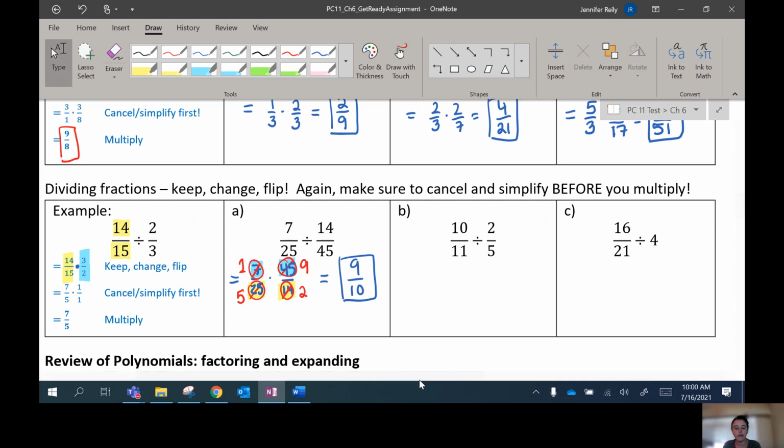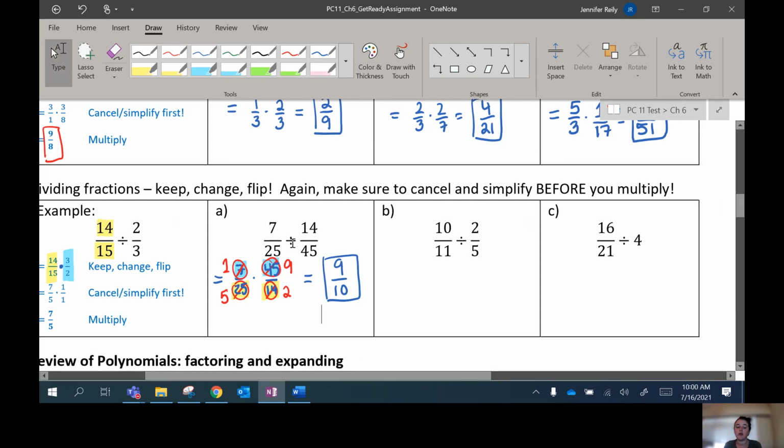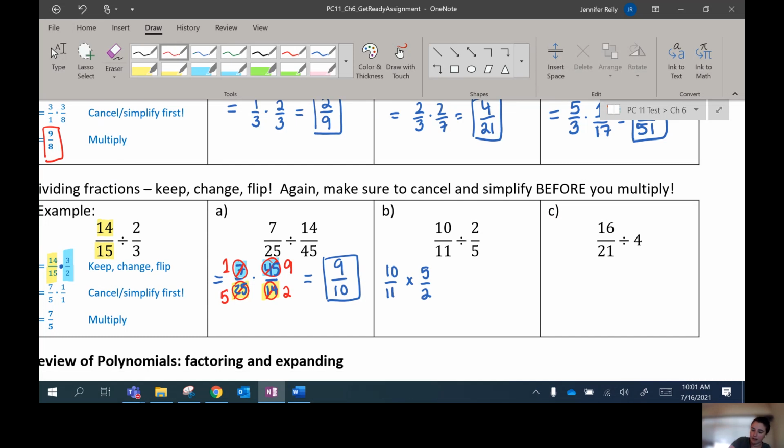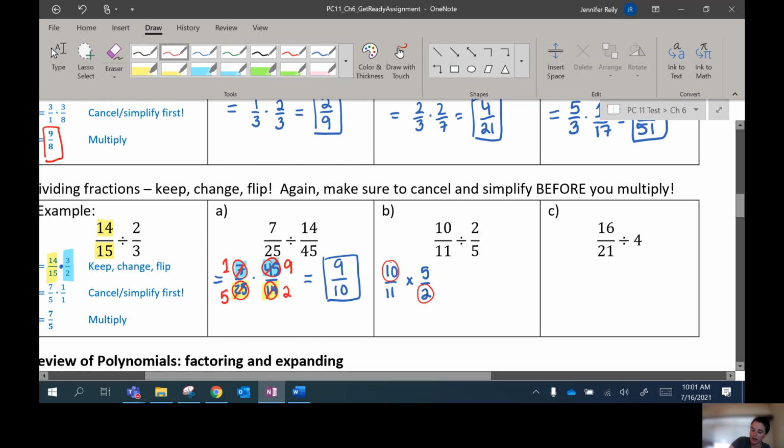Okay, so you don't want to cancel in the division format. You want to cancel once you're in the multiplication format. So keep, change, flip first, then cancel, and then evaluate. Okay, so this one, keep, change, flip, and then I can cancel out. So 10 and 2, I can divide those by 2. 5 and 11, those can't be simplified, so I'm ready to go now. So this would simply be 25 over 11.